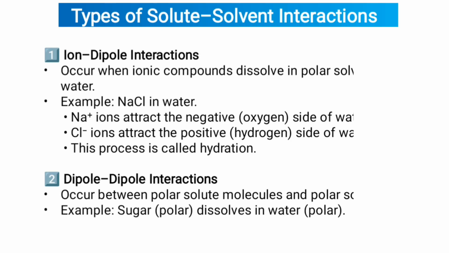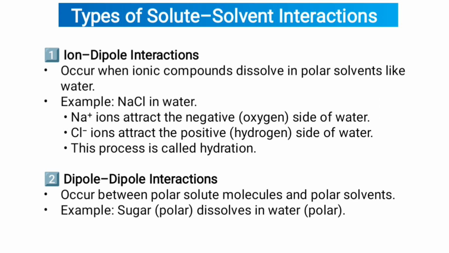Now, types of solute-solvent interactions. The first one is ion-dipole interactions. It occurs when ionic compounds dissolve in polar solvents like water. Example, NaCl and water: sodium positive ions attract the negative oxygen side of water, and Cl negative ions attract the positive hydrogen side of water. This process is called hydration.